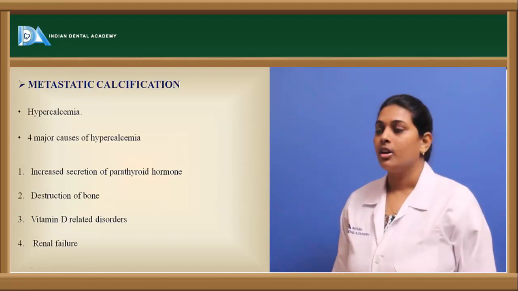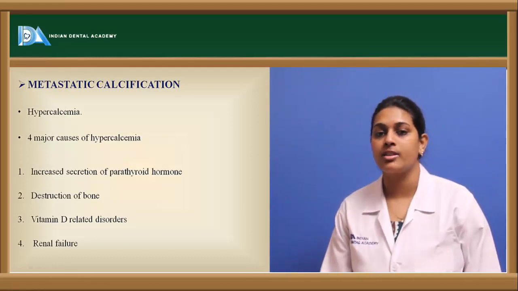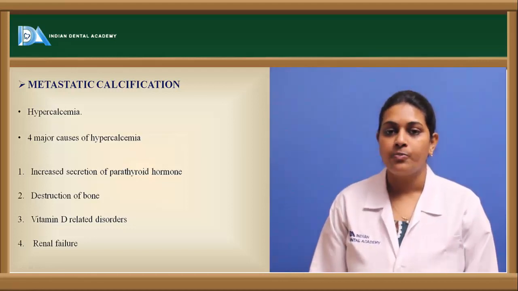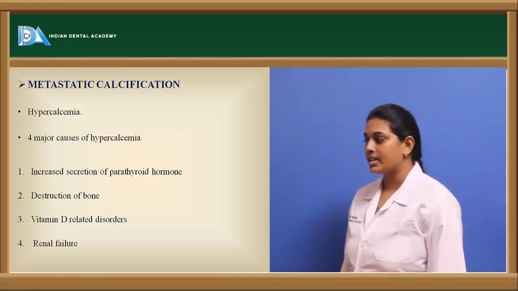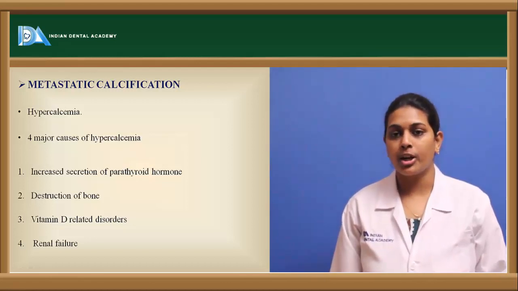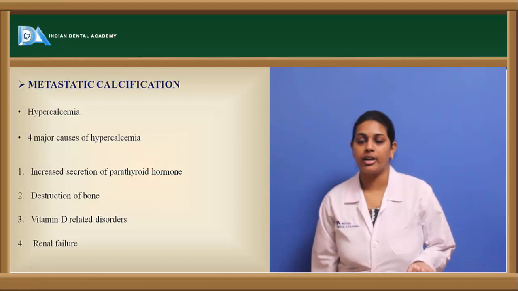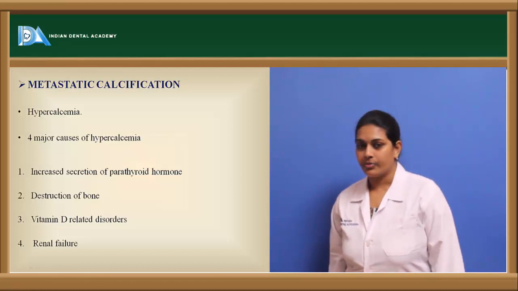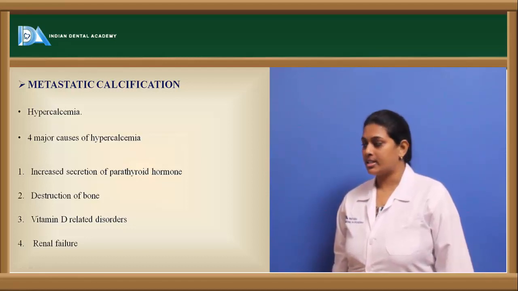Now, metastatic calcification. As already defined, it is a calcification which occurs in otherwise normal tissue. It is mainly because of an increase in the serum calcium level, known as hypercalcemia. The major causes of this hypercalcemia could be, first, increased secretion of parathyroid hormone. Parathyroid hormone functions in the regulation of calcium directly or indirectly. So with increased secretion of parathyroid hormone from the parathyroid glands, there will be increased calcium levels in the blood, which might be one cause of metastatic calcification.